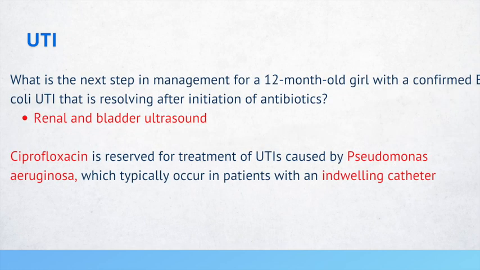What is the next step in management for a 12-month-old girl with a confirmed E. coli UTI that is resolving after initiation of antibiotics? Renal and bladder ultrasound. Using antibiotics such as ciprofloxacin is reserved for treatment of UTIs caused by Pseudomonas, which typically occur in patients with an indwelling catheter.